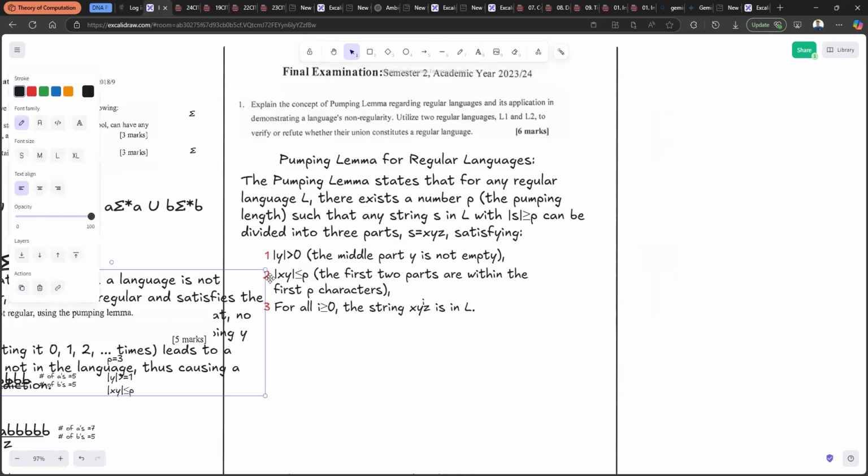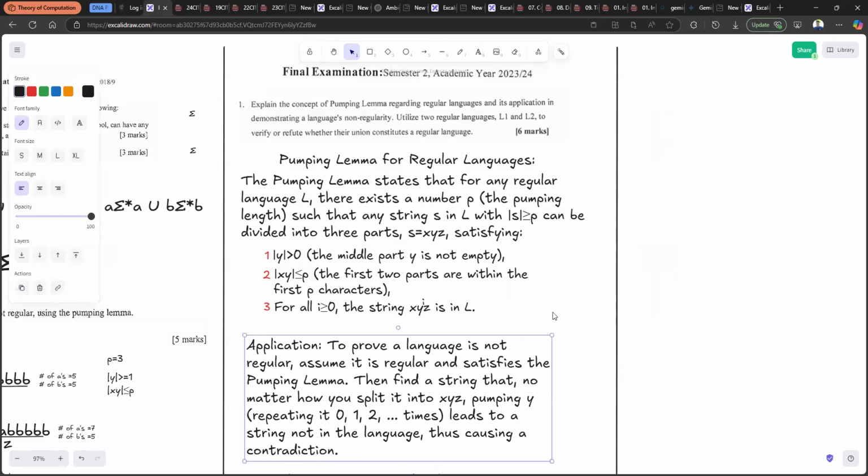Again, we restate what the laws are for regular languages. So the pumping lemma states that for any regular language L, there exists a number P, the pumping length, such that any string S in L, where the length of S is greater than or equal to P, can be divided into 3 parts, S equals XYZ. So we just divide S into 3 parts, satisfying some conditions, right?